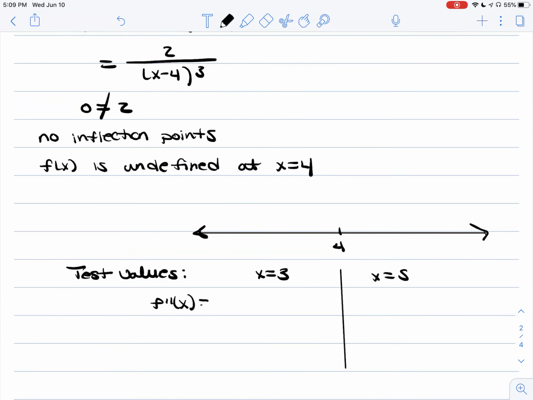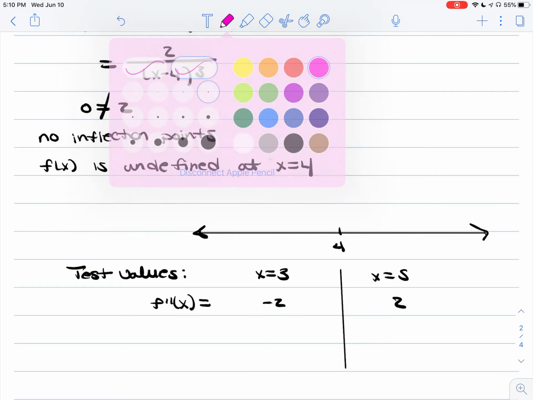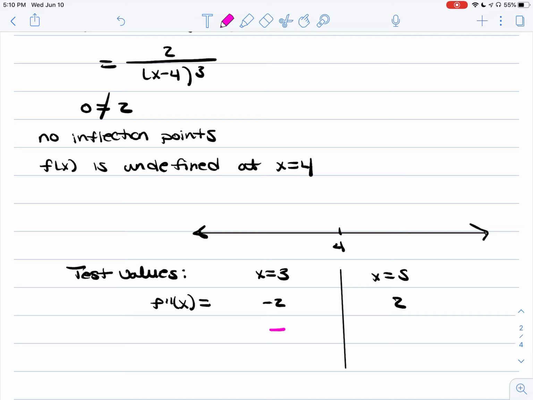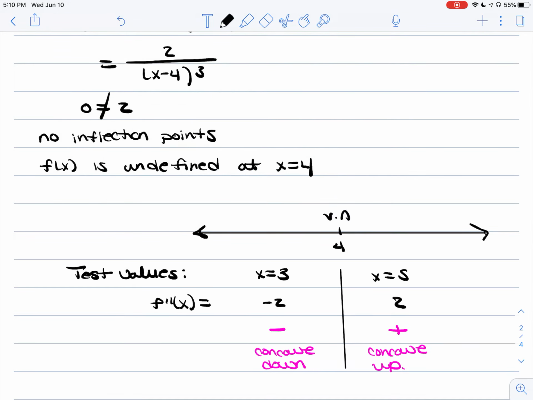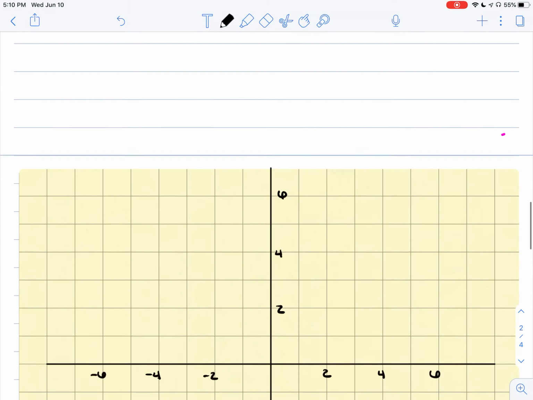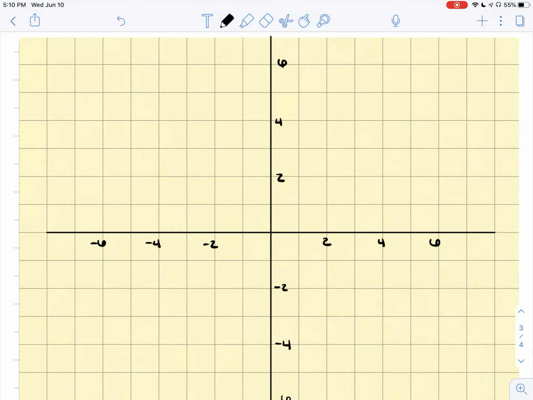Plug them into our second derivative function. And when I did that, I got a -2 and a +2. All right, so that makes this then negative and positive. So where our second derivative is negative, it's concave down. And where it's positive, it's concave up. And remember, 4 was not an inflection point, that's just a vertical asymptote. Okay, so now that we've gone through and found everything with this function, we can go ahead and graph it.